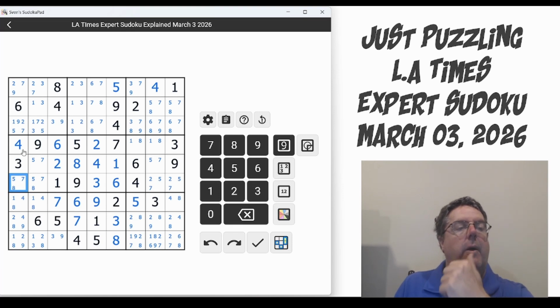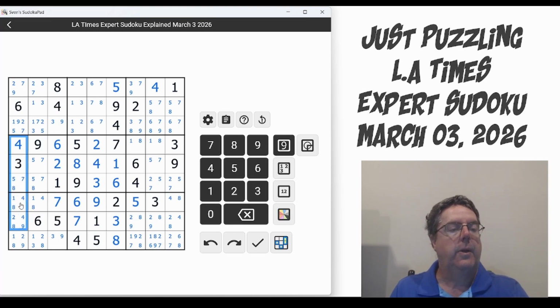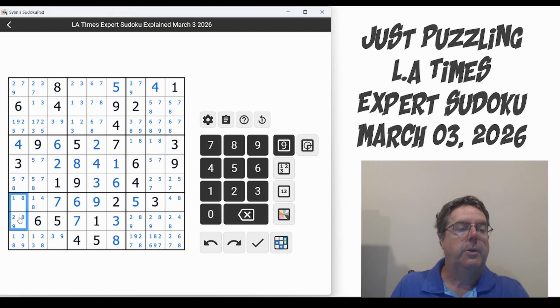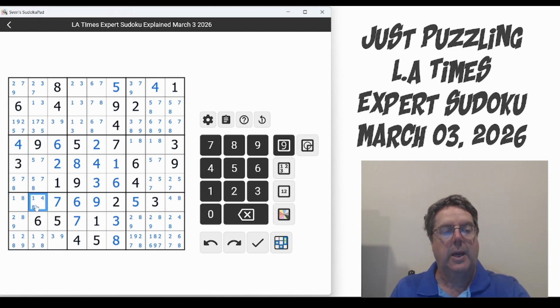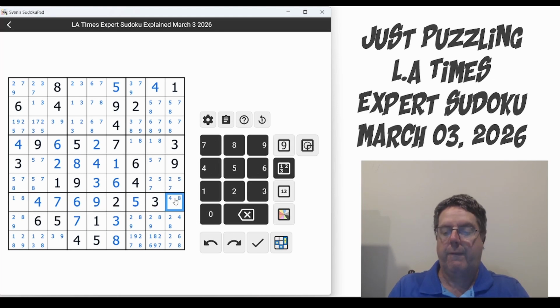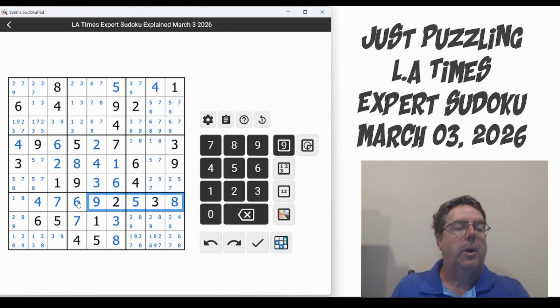4's there and there. 4 comes down here. So these can't be a 4. So let's do this. 4 comes across here. 4 comes down here. So this is a 4 here. Comes across here. This can't be a 4, so it's got to be an 8. Come across here. This can't be an 8, so it's got to be a 1. That means that these can't be a 1 anymore.